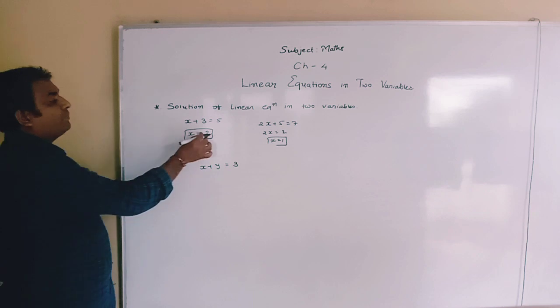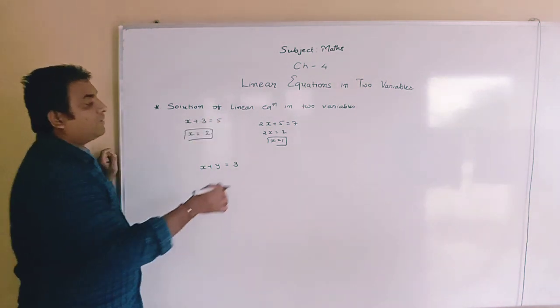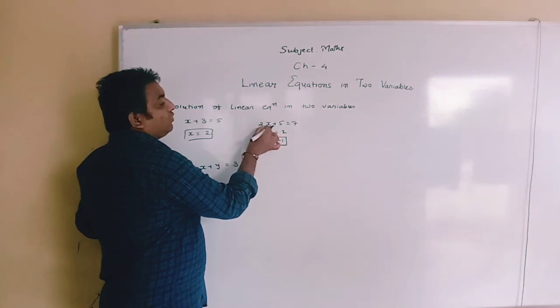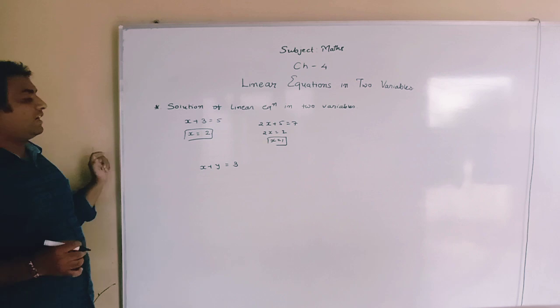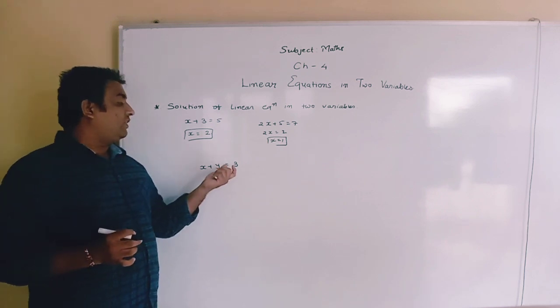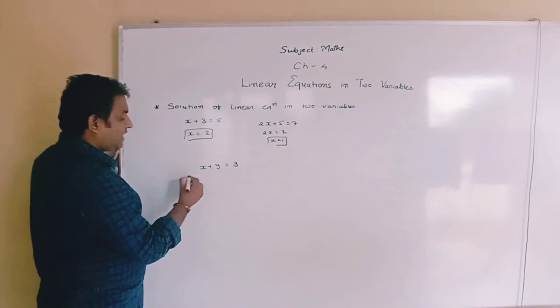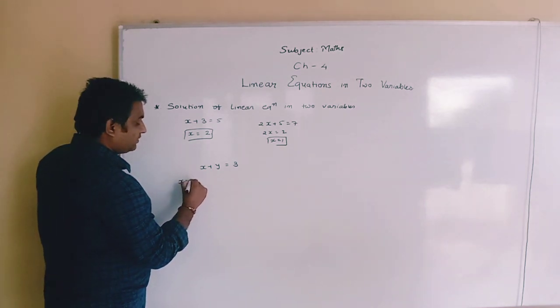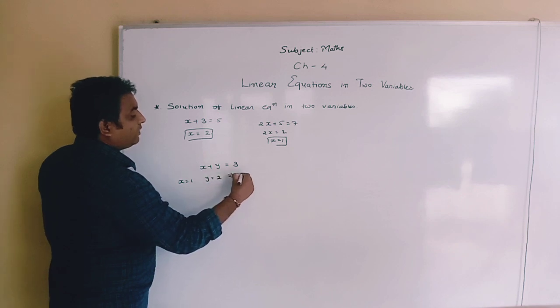Like here, if we substitute 2, then 2 plus 3 equals 5. Here we substitute 1, then 2 ones are 2, plus 5 equals 7. So here we have to select x and y values whose sum is 3. We can take many values, like x equals 1 and y equals 2. Then we get x plus y equals 3.